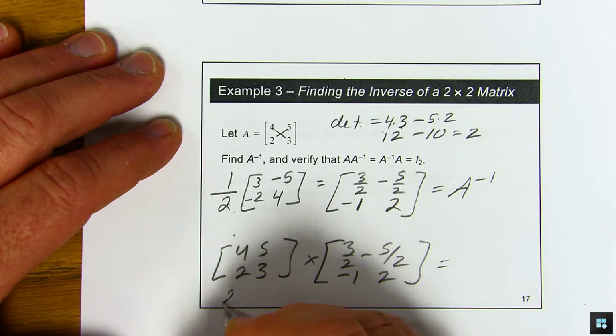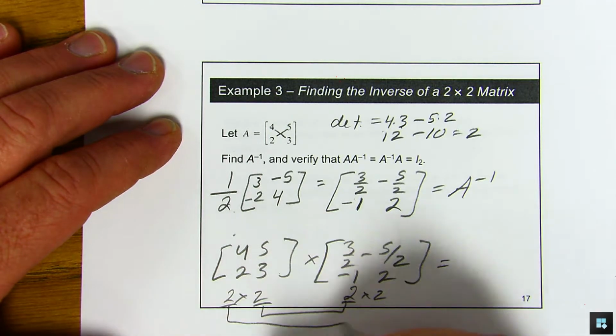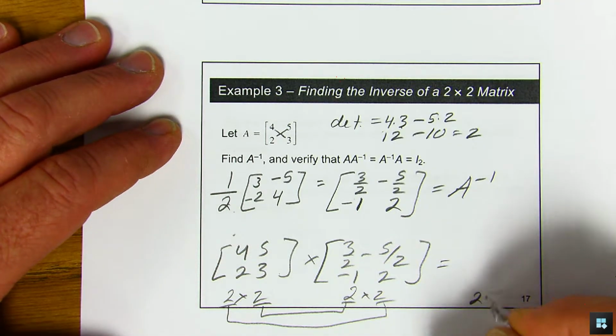Now this is a 2 by 2. This is a 2 by 2. So I can multiply them together. This is going to be their new dimension, so it's going to be a 2 by 2 out here.